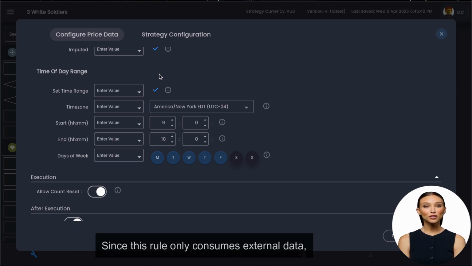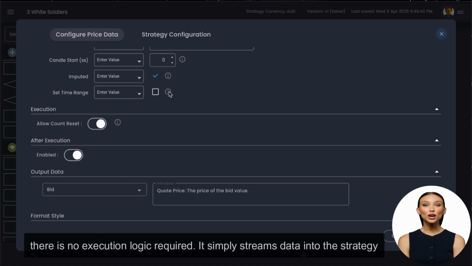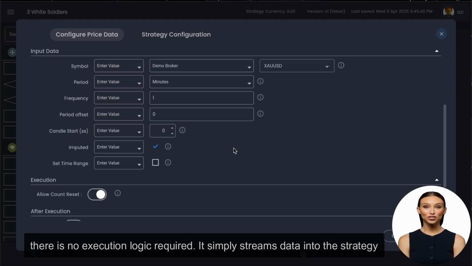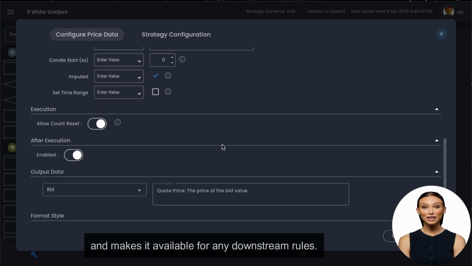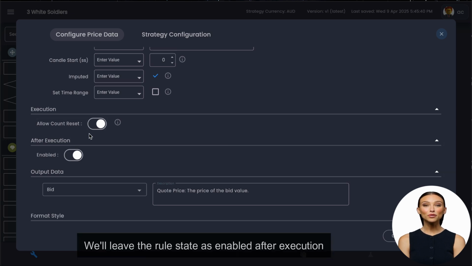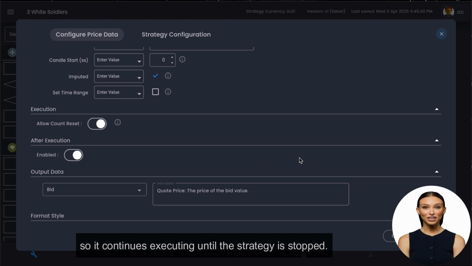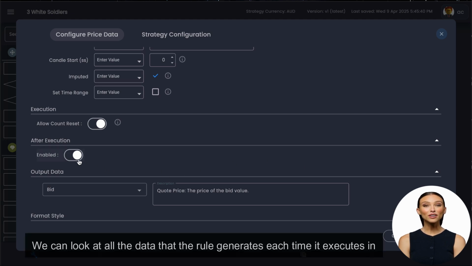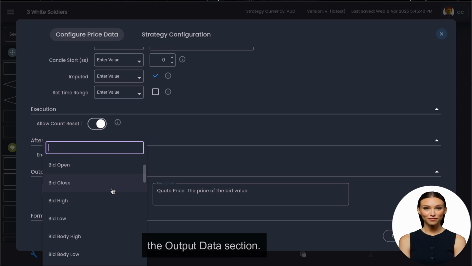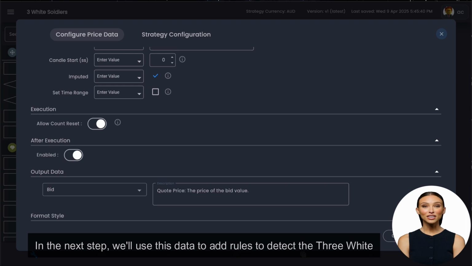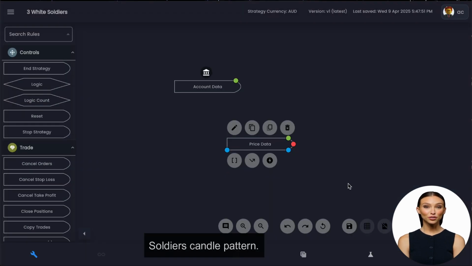Since this rule only consumes external data, there is no execution logic required. It simply streams data into the strategy and makes it available for any downstream rules. We'll leave the rule state as enabled after execution, so it continues executing until the strategy is stopped. We can look at all the data that the rule generates each time it executes in the output data section. We've now added a 1-minute candle data feed for gold against the US dollar. In the next step, we'll use this data to add rules to detect the 3 white soldiers candle pattern.